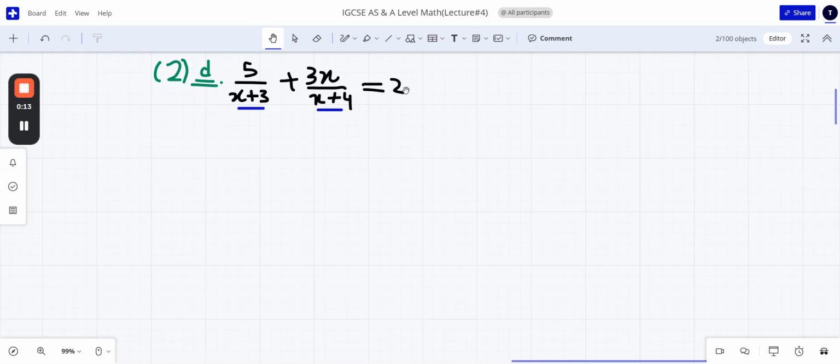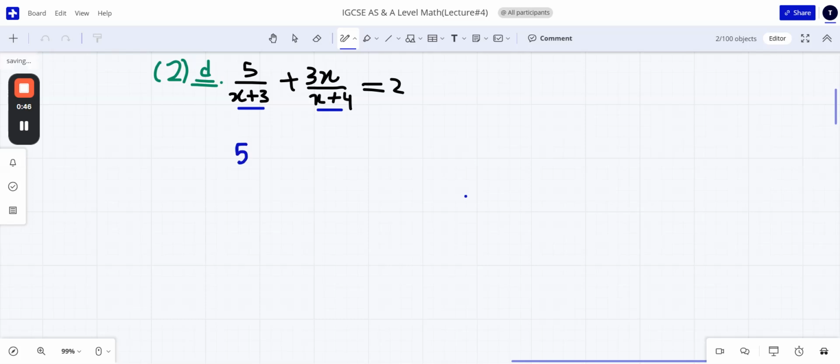Question number 2, part D is 5 over x plus 3 plus 3x over x plus 4 equals to 2. So, this is the rational equation. We need to convert it into the quadratic and then we can apply the factorization method. To simplify the rational equation, we need to take LCM. LCM means first make the same denominators. So how can we make the same denominators here? We need to multiply the first fraction with x plus 4 and the second fraction with x plus 3. Then we can get the same denominator.